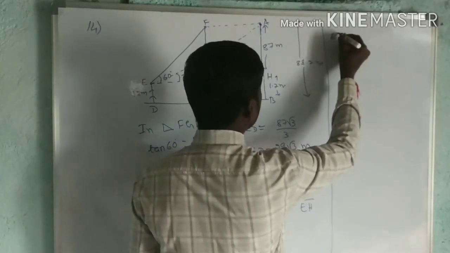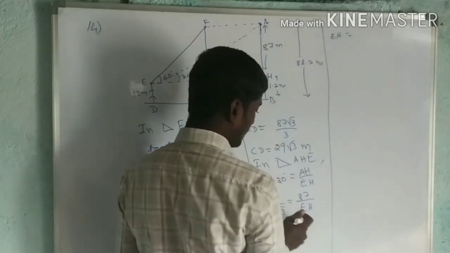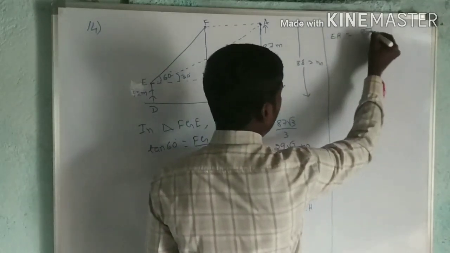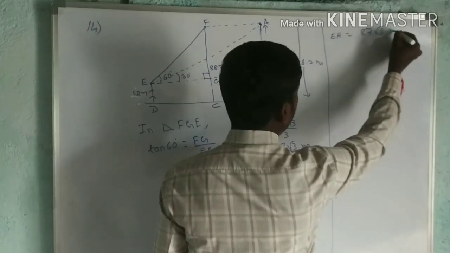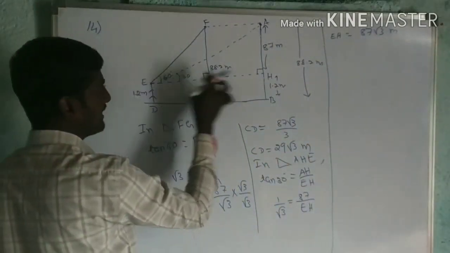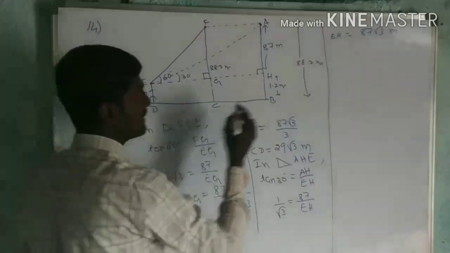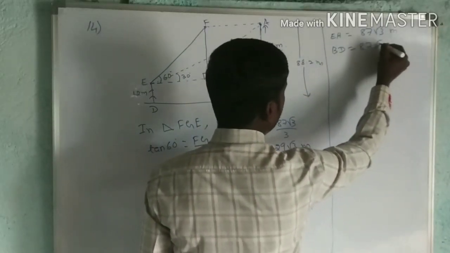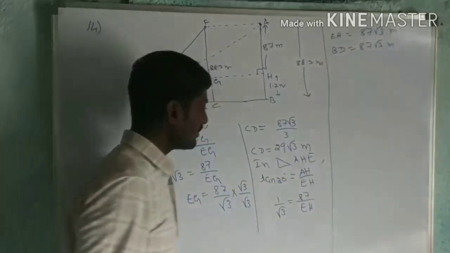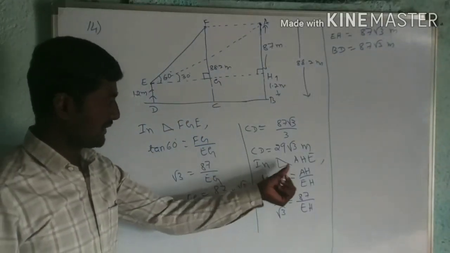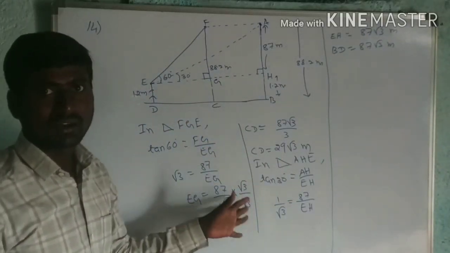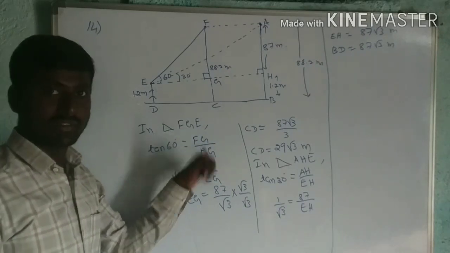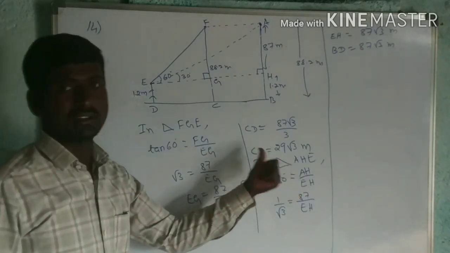So EH will be, by cross multiplication, 87 root 3 meter. So I got EH, and EH is nothing but BD. That is, BD is equal to 87 root 3 meter. Otherwise you can take this triangle first also. Here no problem at all. No need to take the other triangle first; you can take this triangle also first.